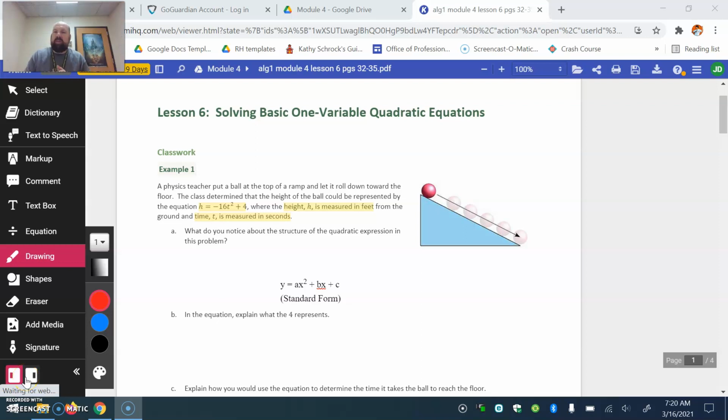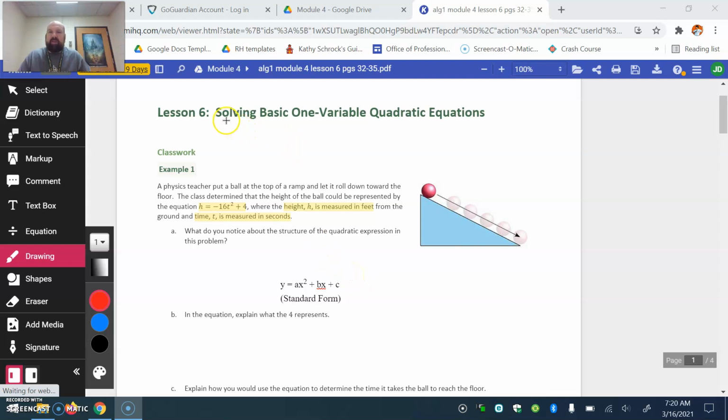Hello, welcome to the lesson video for lesson 6, module 4. This starts on page 32. There's a lot to cover and I want to make sure we fit it all in, so you're going to hear me rushing through this a little bit. You'll notice I've already highlighted a couple things and added some things, so I'll explain what those are when I get to them.